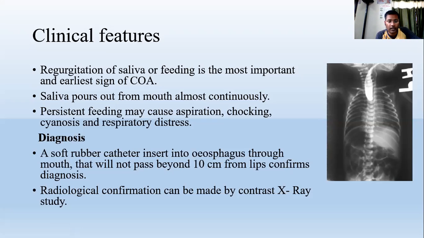How can we confirm the diagnosis? The very important, very simple thing is to take a soft rubber catheter and insert it through the mouth into the esophagus. That will not pass beyond 10 centimeters. If the tube is not passing more than 10 centimeters from the lips, it confirms there is esophageal atresia. For further confirmation, radiological confirmation may be done by contrast X-ray in a little older baby, or by esophagoscopy or other investigations.